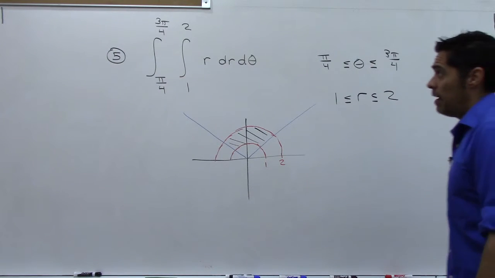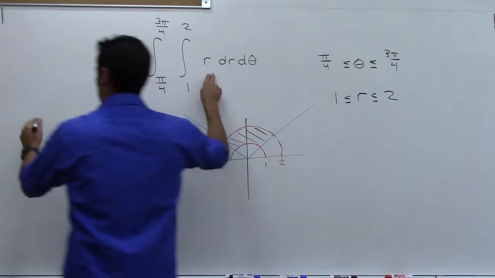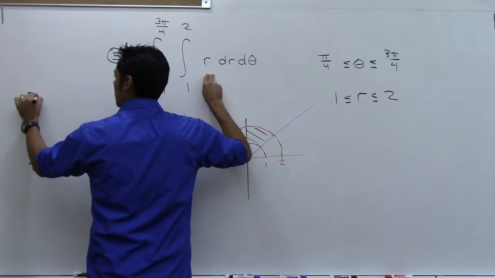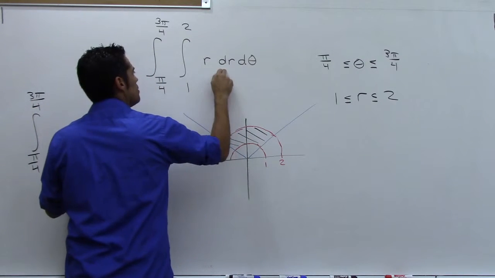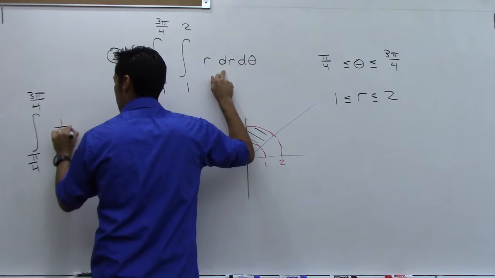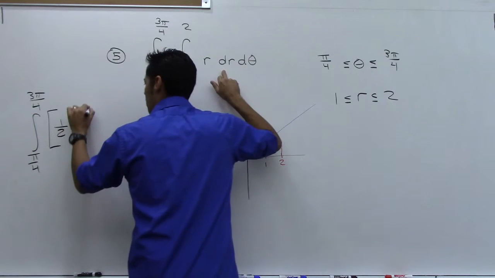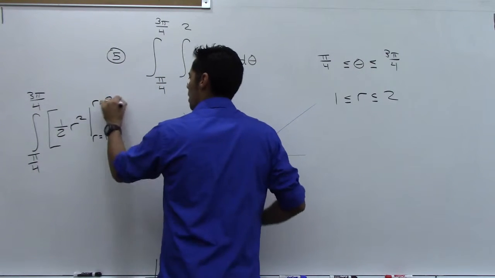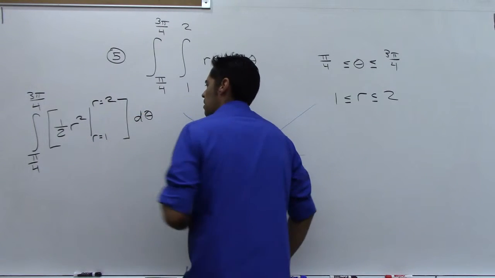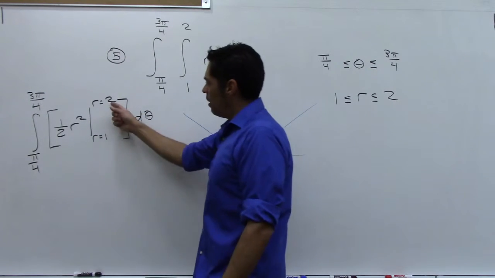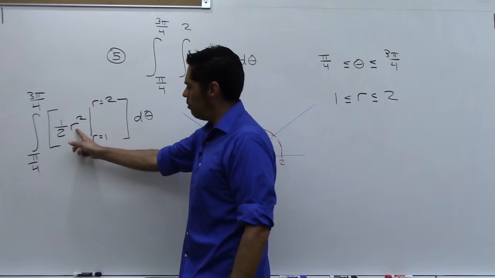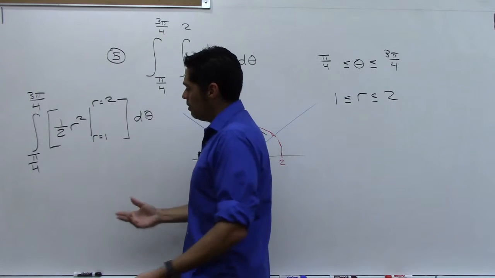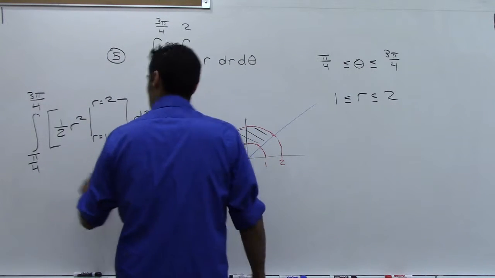And then to evaluate this, we're going to do the inner integral first. So we're going to take the antiderivative of r with respect to r, which is 1/2 r squared. We're evaluating that from r equals 1 to 2. And then we'll integrate that with respect to theta. So you plug in 2 here, you get 4. Half of 4 is 2. And then you plug in 1, you get 1/2. So you're going to do 4 minus 1/2.